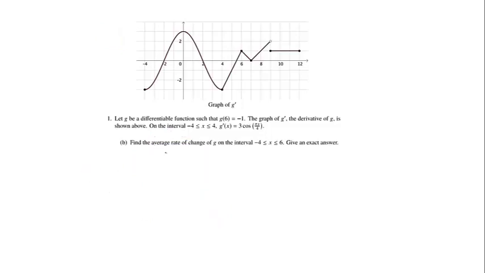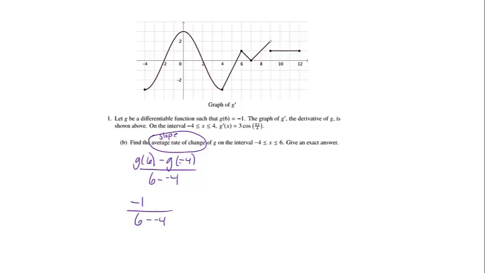Alrighty, part B: find the average rate of change of g. So once again, we know average rate of change is just a slope. So we'll be using the slope formula, g of 6 minus g of -4 over 6 minus -4. Fortunately, they did tell us what g of 6 is. It is -1.